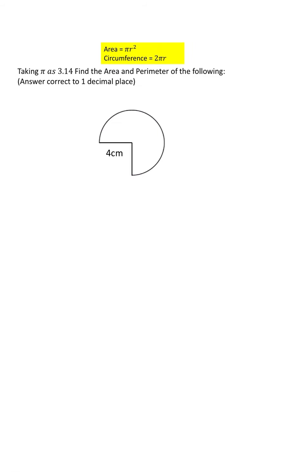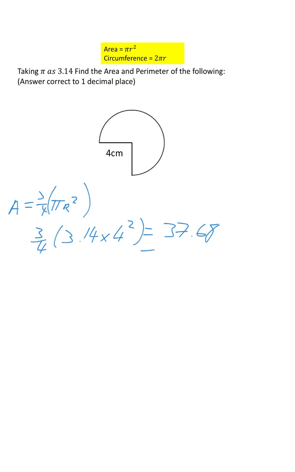Okay, so one more like this. So here again, area and perimeter, but this time it's 3/4 of a circle. So for the area, we have pi times radius squared, and then this is going to be multiplied now by 3/4. So we're going to have 3/4 multiplied by 3.14 times 4 squared, and that is going to be equal to 37.68, and to one decimal place, it'll be 37.7 centimeters squared. And there's our area.